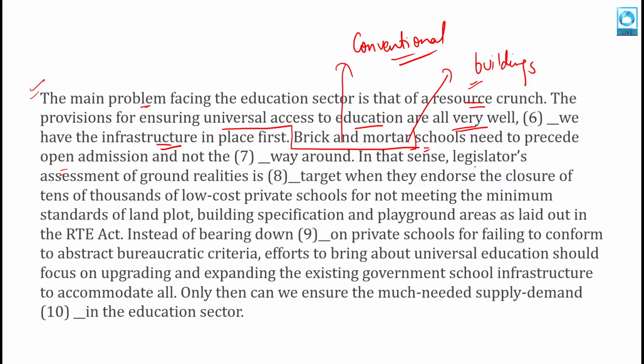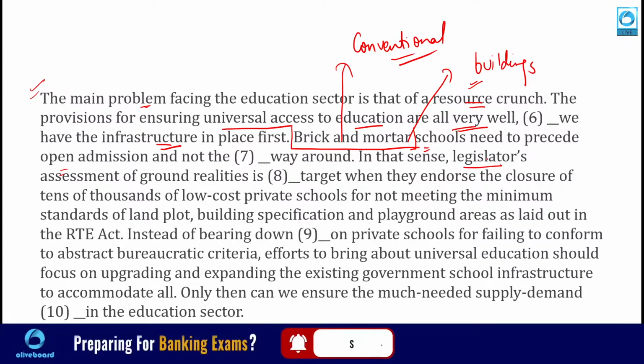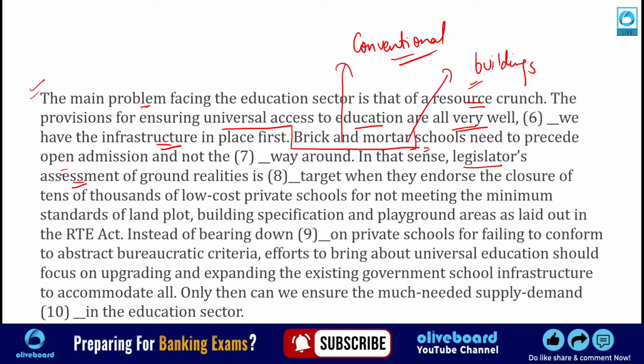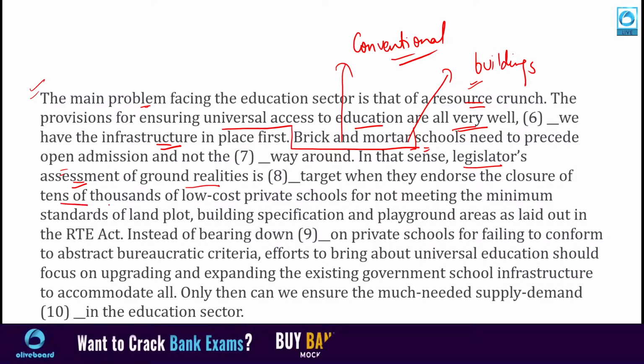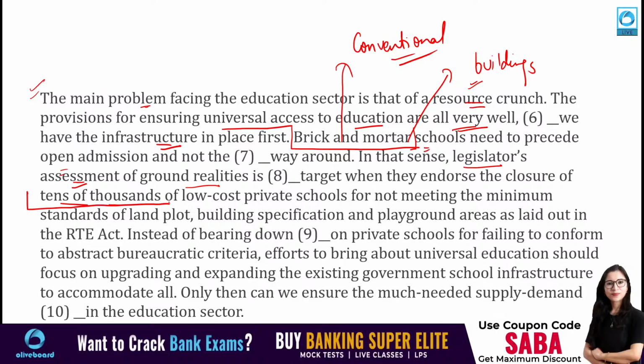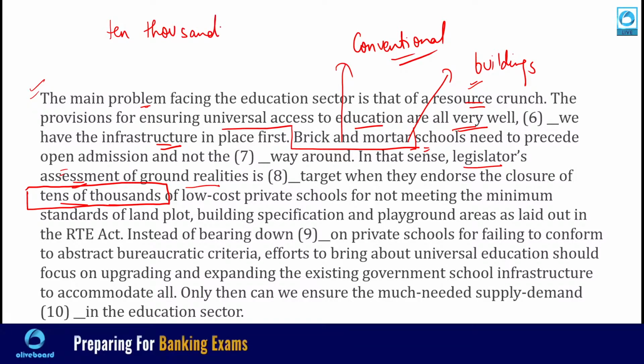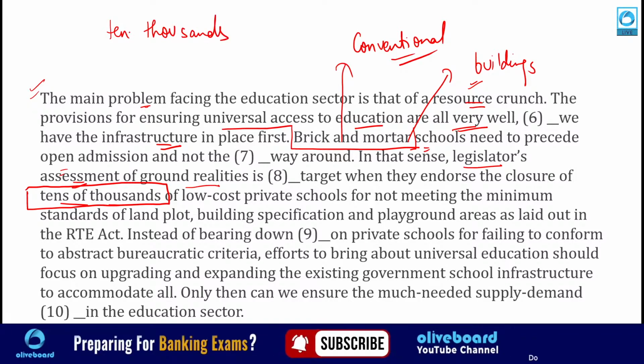इन दैट सेंस, अब उस सेंस में बात की जाए तो legislators' assessment of ground realities is dash target when they endorse the closure of tens of thousands. You can see the grammar, unit of counting. अगर 10,000 लिखा होता तो गलत होता. You can see this thing, but it is tens of thousands, so it is absolutely correct.